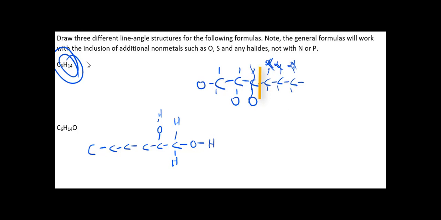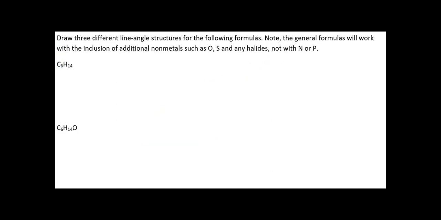Anyway, I'm going to draw line angle structures of what these OH groups look like. Remember, you need to draw or write out the letter O. And because it's connected to the H, we're going to need to write the H also. So it's organic chemistry convention. So let's start off with a line angle structure, and I'll put the OH at the end.